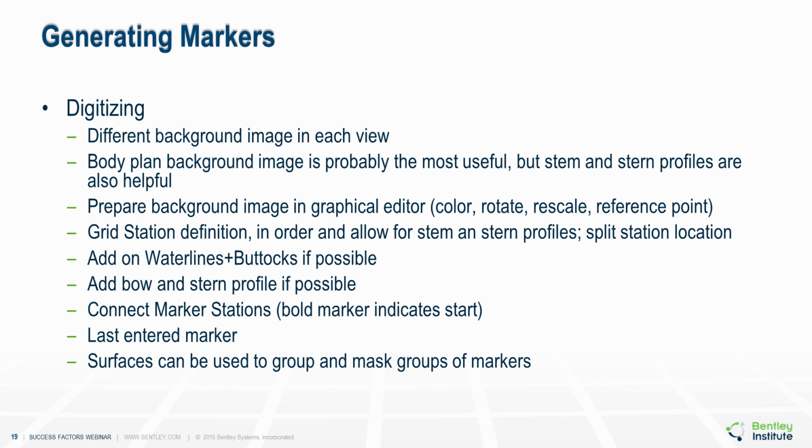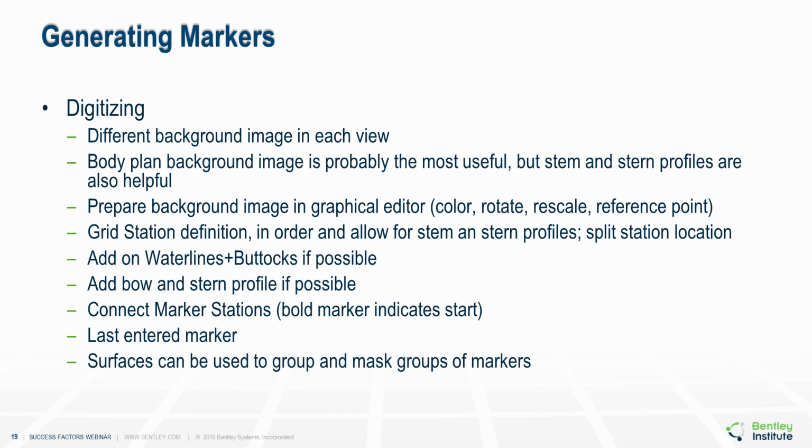In this first example I shall show you how to digitize markers from a scanned-in lines plan. We'll look at the different background images in each view. The body plan background image is probably the most useful, but the stem and stern profiles are also helpful. First of all, you need to prepare the background image in a graphical editor, rotating it and checking that the vertical and horizontal scales are the same, and also ensuring that the reference point is visible.